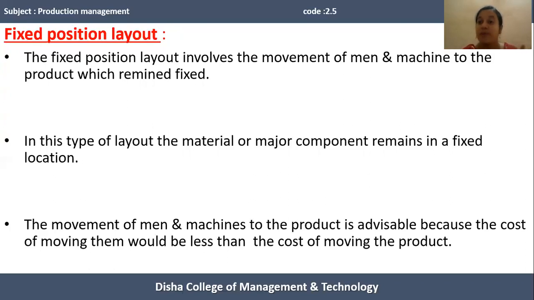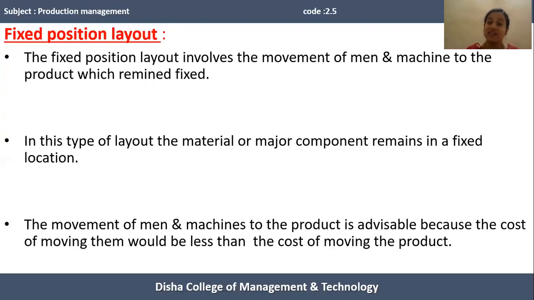The industry or the plant which produces bulky goods, heavy goods. For them it is impossible to move the bulky product from one workstation to another workstation for manufacturing. Generally, product moves from one workstation to another for manufacturing. But in case of bulky or heavy product, it is impossible for the organization to move it from one workstation to another.